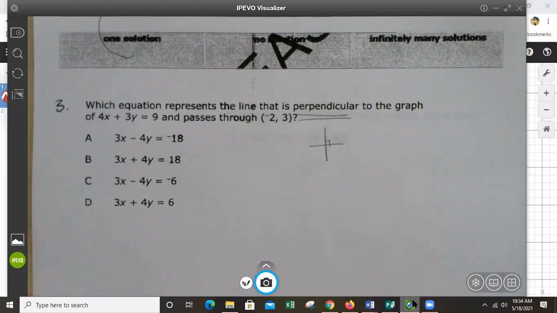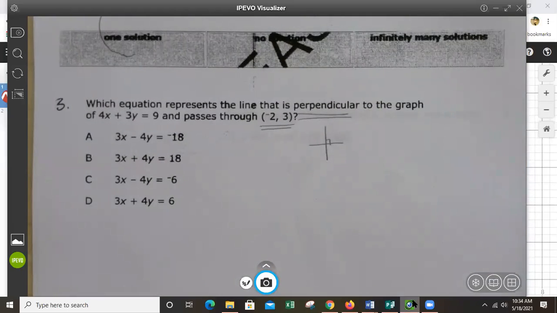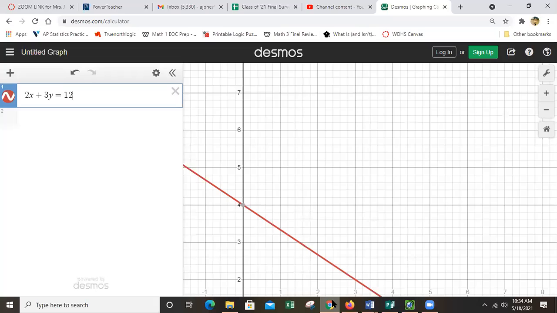All right, so we want it to cross at 90s, and we want it to go through -2, 3. So hold that in your head, -2, 3. Look at your paper. Desmos will do this for you. You do not have to do the work.